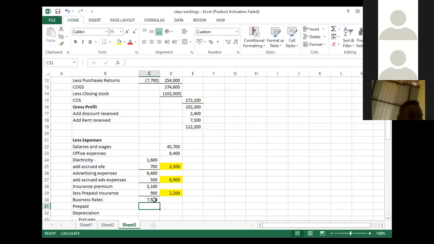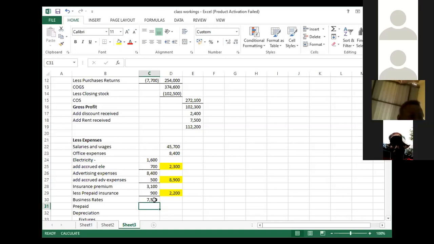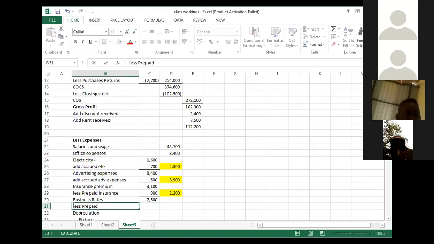So what do we do? We less. Thank you. Again, just like the one that we have already done for insurance premium, we less 1,500 to get an amount there of 6,000, right?